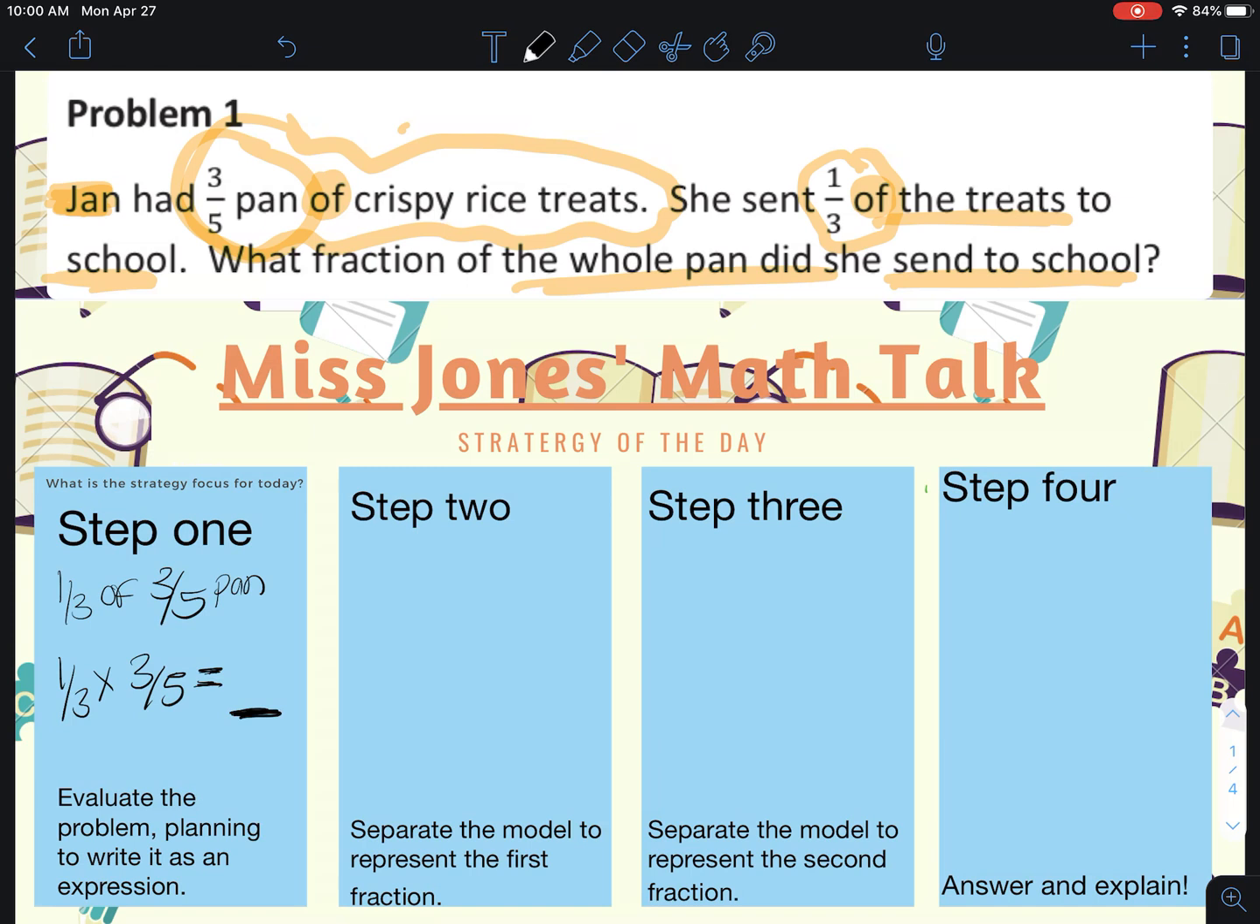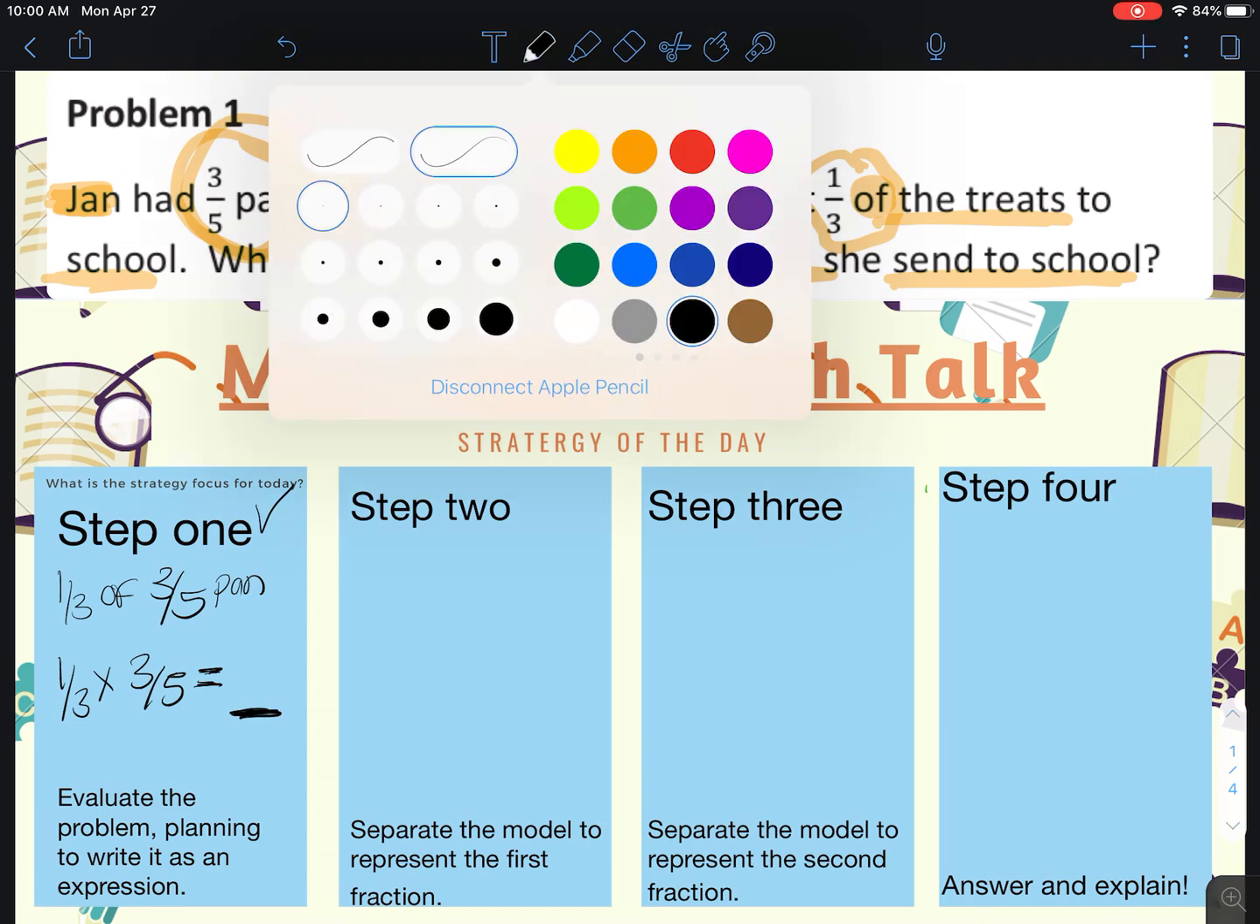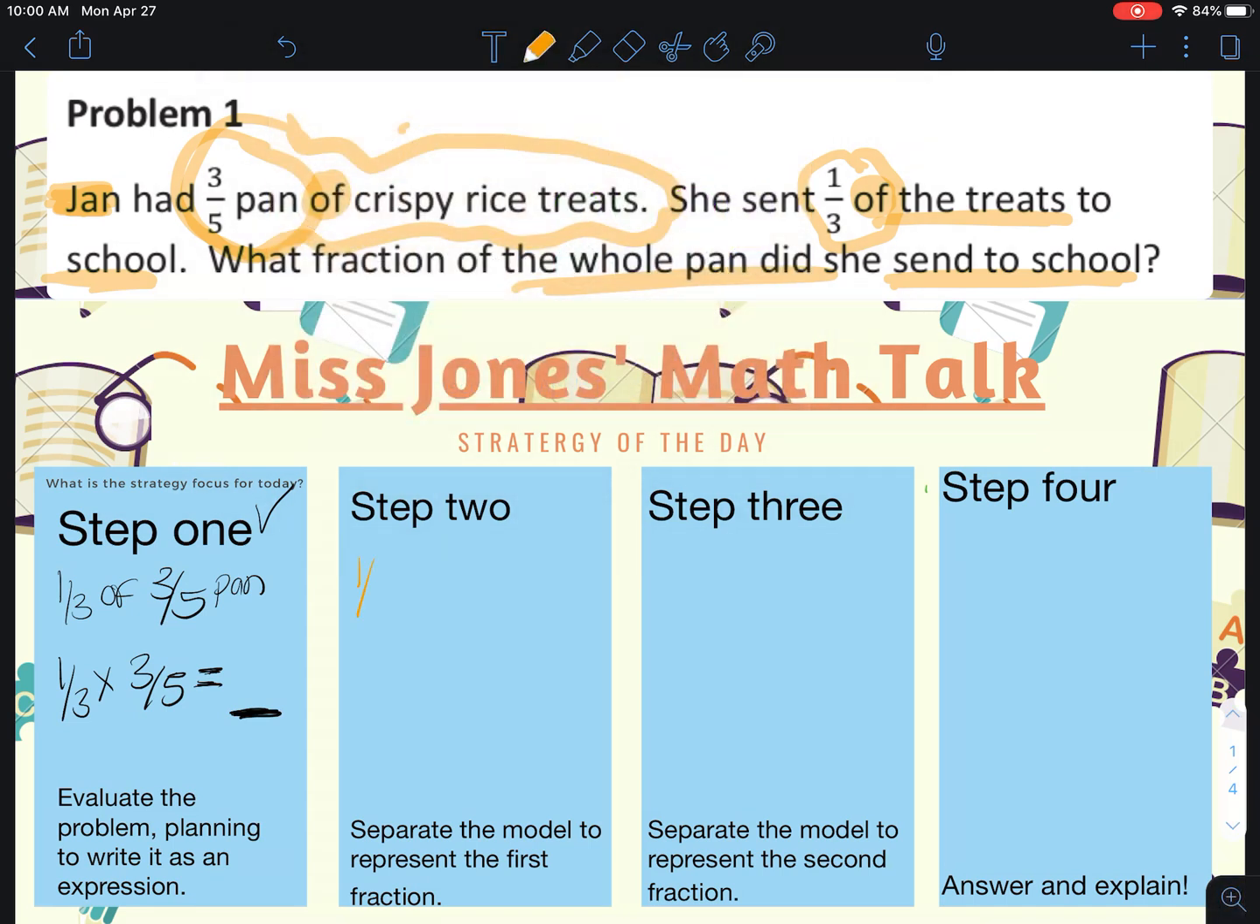So in order to do that, we need to first write it as a problem and expression. Good. We evaluated the problem and then we wrote it as an expression. So we're done with step 1. Step 2. We need to separate the model to represent the first fraction. The first fraction in my problem is 1/3. So I'm going to create a model that represents 1/3.